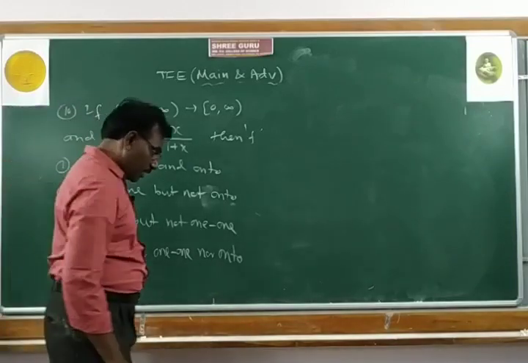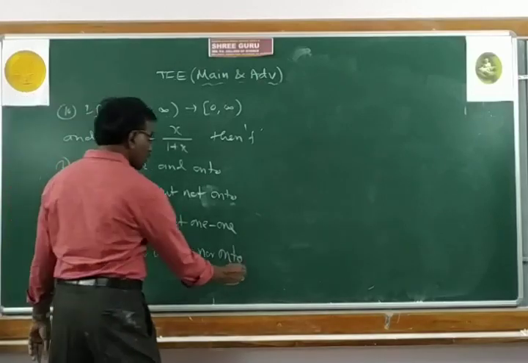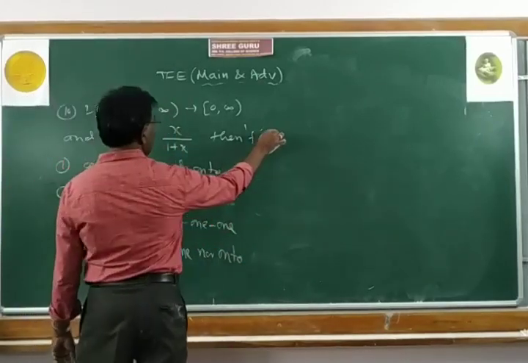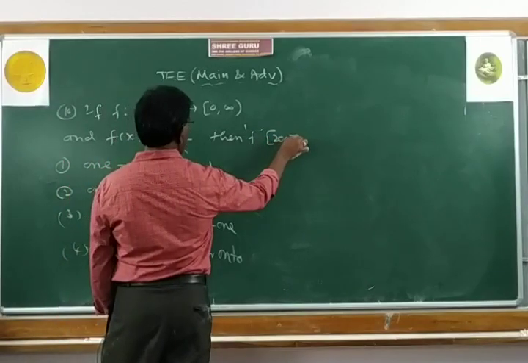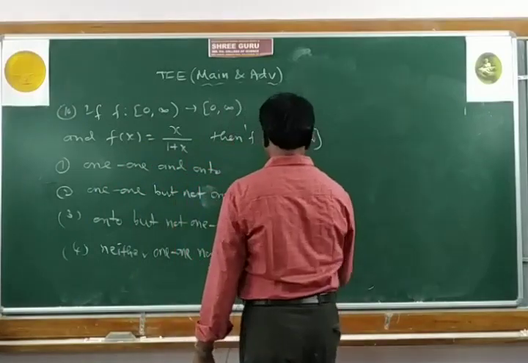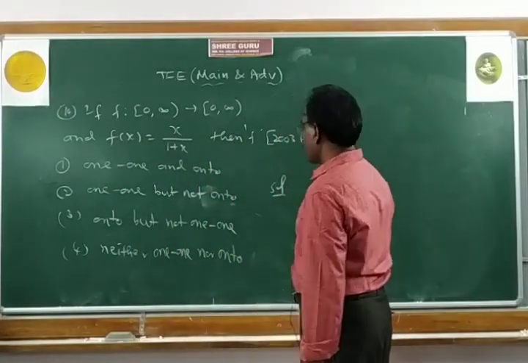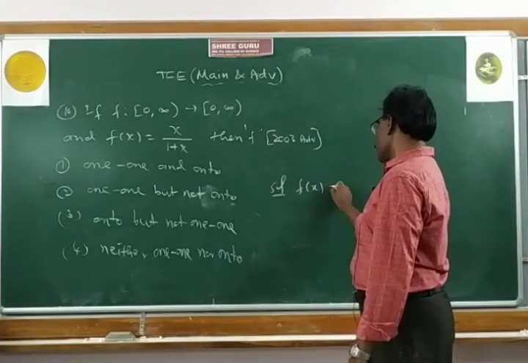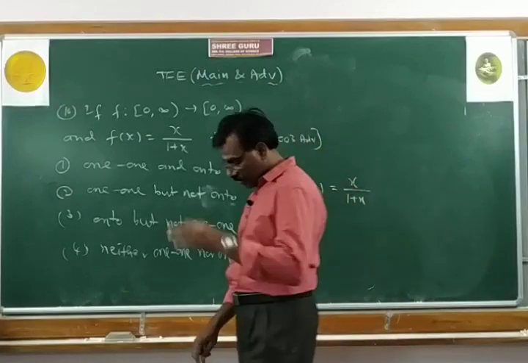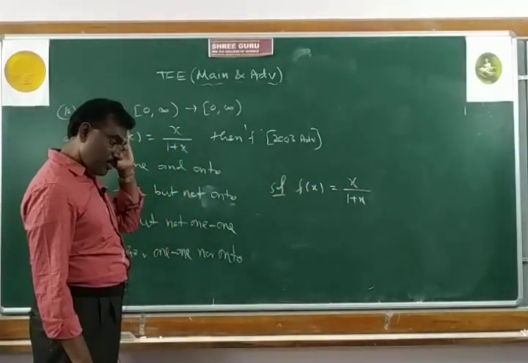See which option is correct. But in this problem also, this question was asked in 2003 Advanced. Okay, and the problem is very simple. Solution: f of x is equal to x divided by 1 plus x. So for one-one and onto, one more method is the geometrical meaning.